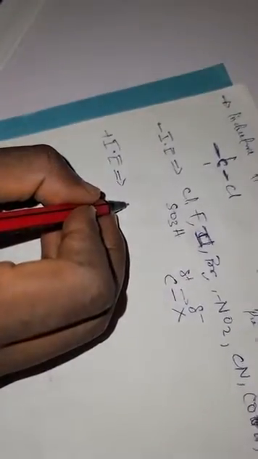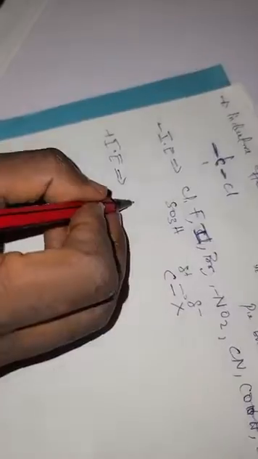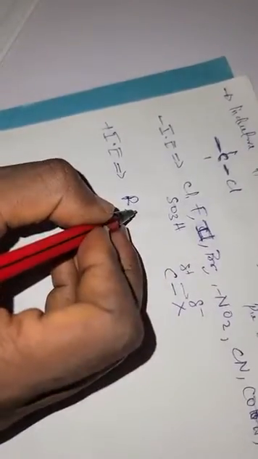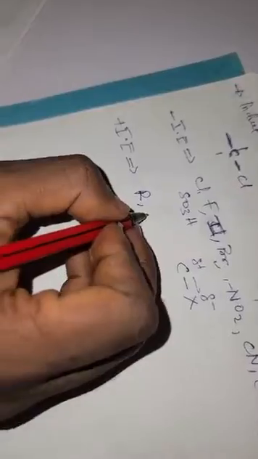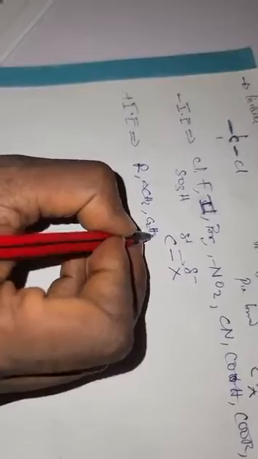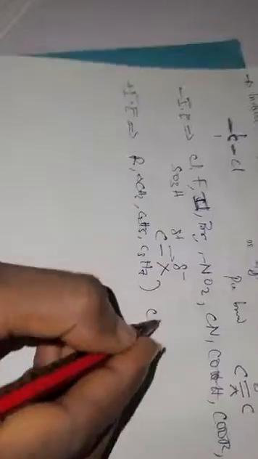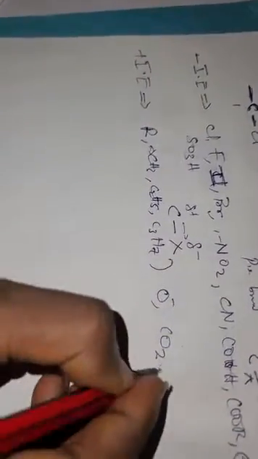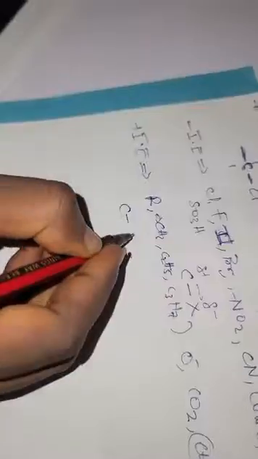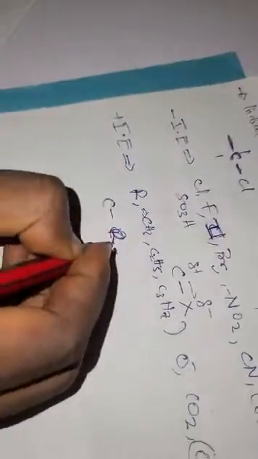Examples of groups that show the positive inductive effect are R, the alkyl group: CH3, C2H5, C3H7, etc. We also have the O minus group, the CO2 minus group, the (CH3)3C group, and so on. The effect is shown when you have C to R. Both of them are partial positive, where R shows the positive inductive effect.